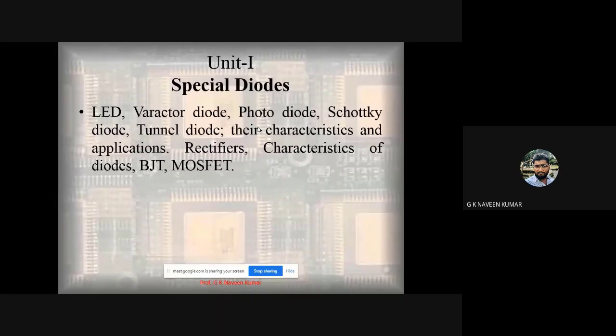And next we will be studying the characteristics of the diode. The normal PN junction diode characteristics we have just discussed, so we will not be repeating the same. We will discuss BJT as well as MOSFET. How will be the characteristics of BJT and MOSFET? If these topics are completed, then your unit 1 will be completed.